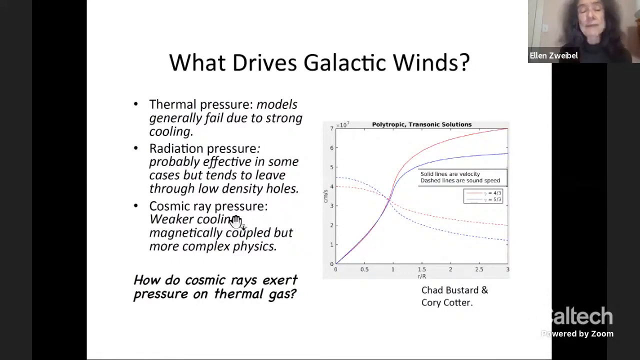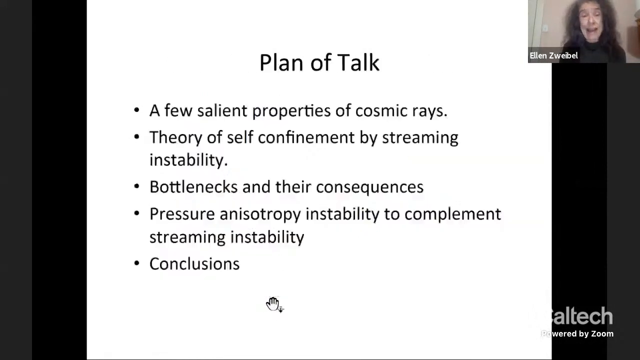So to investigate cosmic ray driving of galactic winds further, and the whole question of cosmic ray feedback, we have to understand how cosmic rays actually exert pressure on thermal gas. So with this as motivation, here's the plan of my talk. I'll go through a few salient properties of cosmic rays, why we describe them the way we do. Then I'll talk about a theory of how cosmic rays regulate their own confinement in the galaxy by something called the streaming instability, and how the streaming instability naturally leads to something called a bottleneck, and what the consequences of bottlenecks are.